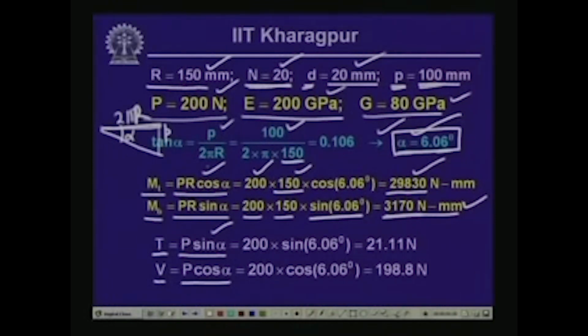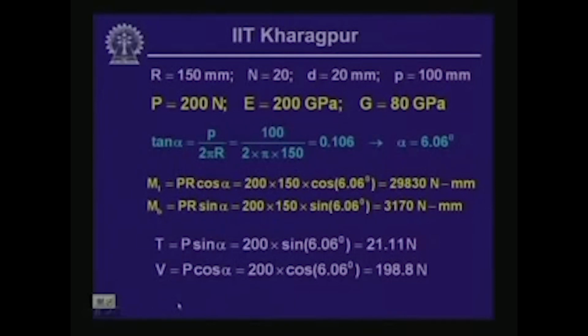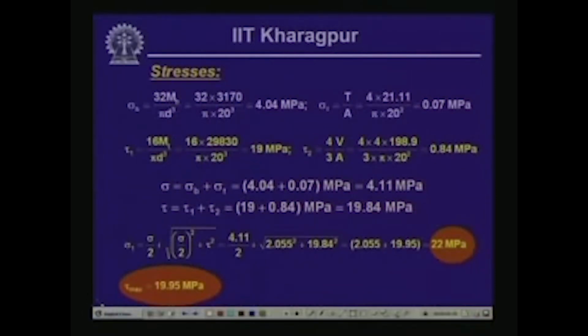Now, the value of the axial tensile pull T is equal to P sin alpha, which is equal to 200 into sine of 6.06 degree, which is equal to 21.11 Newton, and the transverse shear V is equal to 200 cos of this, which is equal to 198.8 Newton. So, these are the four force components which the spring wire is subjected to. Now, let us compute the value of the stresses corresponding to each of these force quantities.